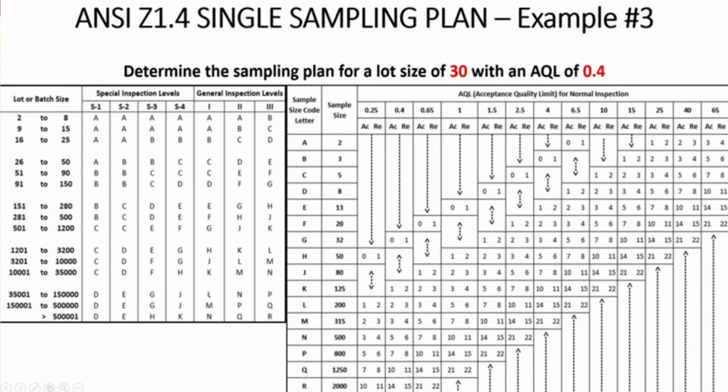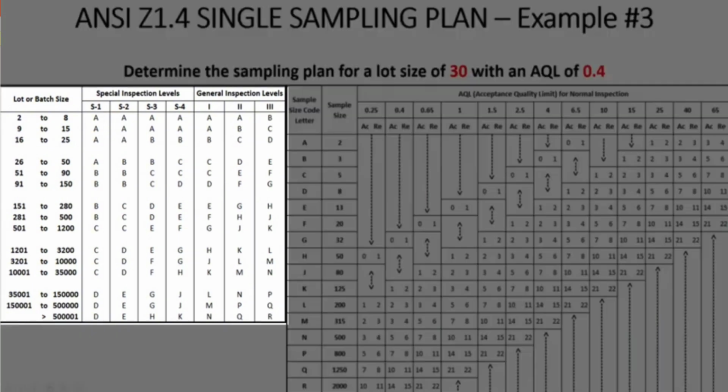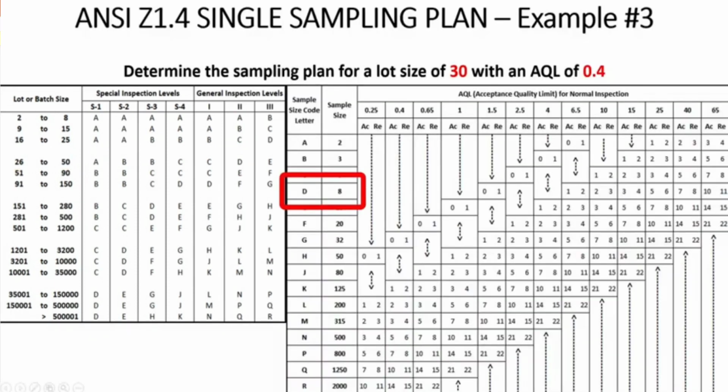All right, let's go through another nuance here. Our lot size is 30 and our AQL is 0.4. So again, we start over here at our sample size code letter table. We find our sample size code letter D. We come here to the plan. D translates into a sample size of 8. And we come over here to a 0.4 AQL, and what we find here is a downward arrow.